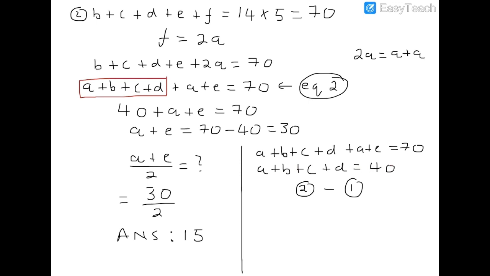Okay, in this case, remember, this is our equation 2, and we want to subtract equation 1 from 2. So A minus A, the A's will cancel, B minus B will cancel, C minus C will cancel, D minus D will cancel, and what we are left with on the left-hand side will be A plus E is equal to 70 minus 40, which will be 30. And this takes us to this step here, where we can continue to solve for the average of A and E, and we still get 15. Okay.